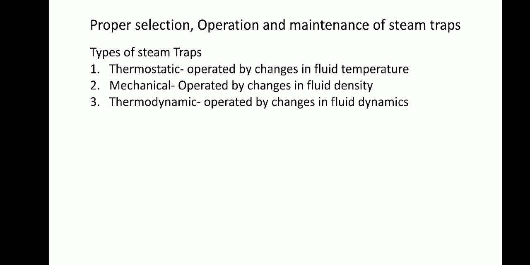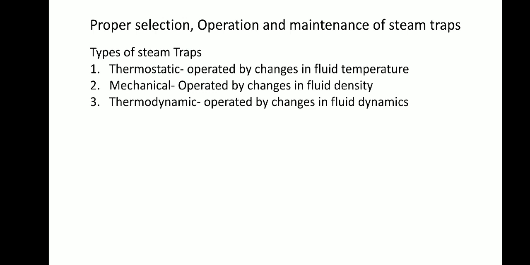Then the second type, mechanical, which is operated by change in fluid density. This range of steam traps operates by sensing the difference in density between steam and condensate. These steam traps include ball float traps and inverted bucket traps. In the ball float trap, the ball rises in the presence of condensate, opening a valve which passes the denser condensate. Then the inverted bucket trap. The inverted bucket floats when steam reaches the trap and rises to shut the valve. Both are essentially mechanical in their method of operation.